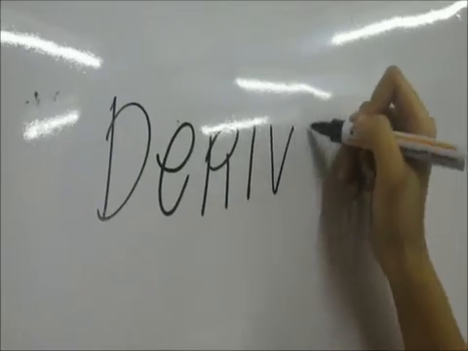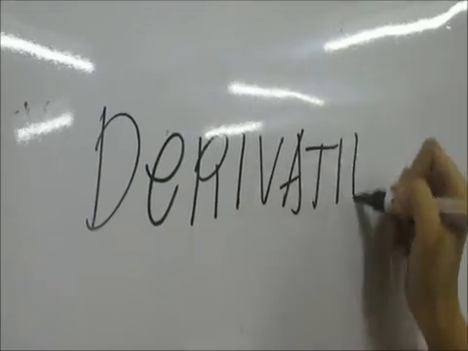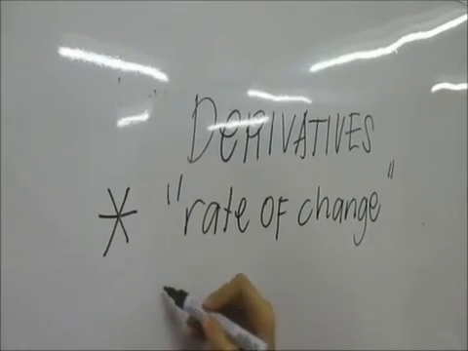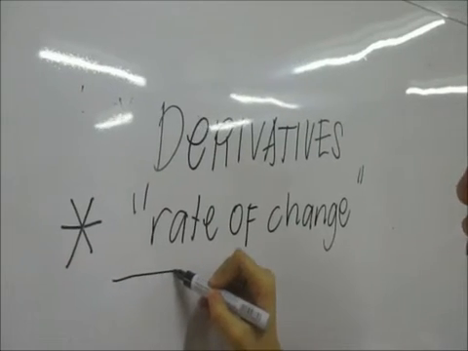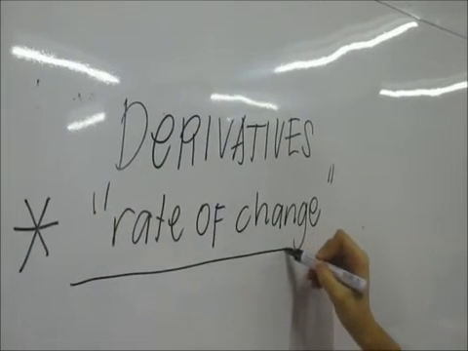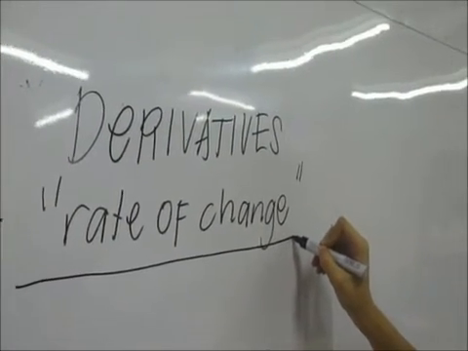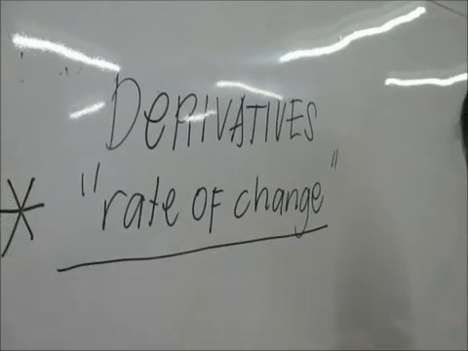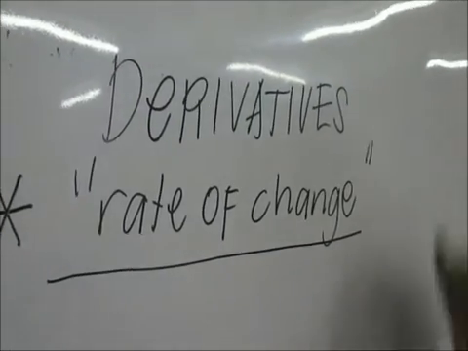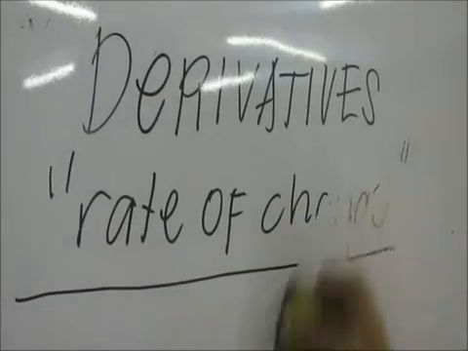But before we proceed with the lesson proper, let us first discuss the derivatives. A derivative refers to the rate of change. It can also be the rate of change of a velocity at any time or the rate of change of a function slope.